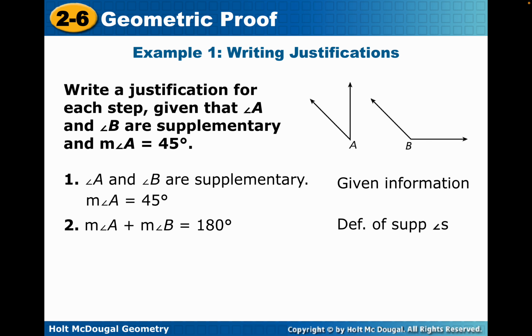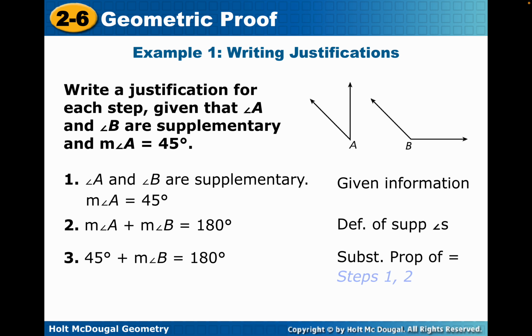What did you say, Quinn? Yeah, we have angle A, so let's put it into the equation. Let's substitute it in. So I'm going to write 45 degrees plus the measure of angle B equals 180 degrees, and that's going to be substitution property. I'm just substituting it in so that we can solve for angle B.